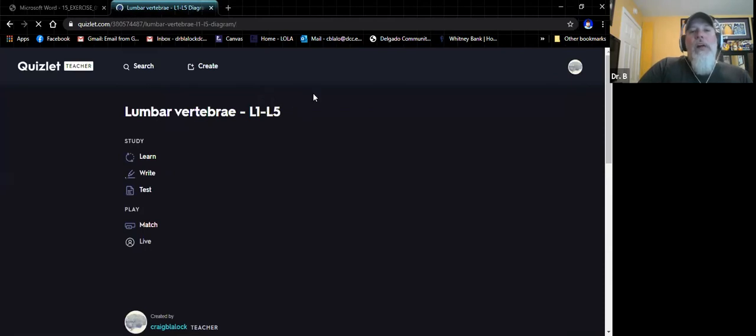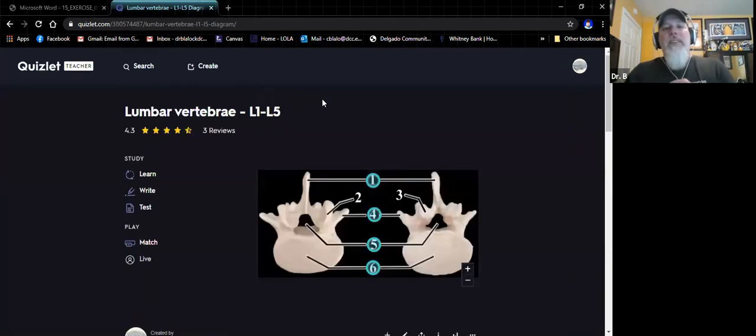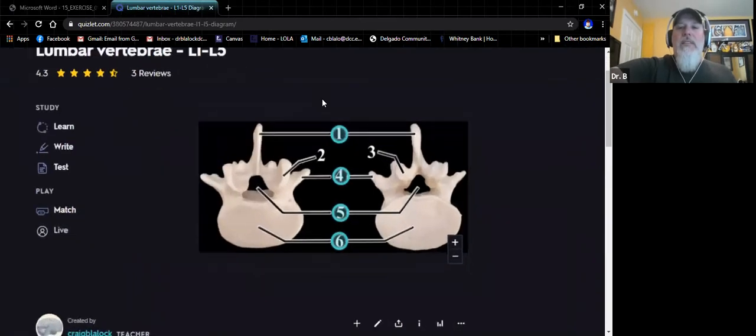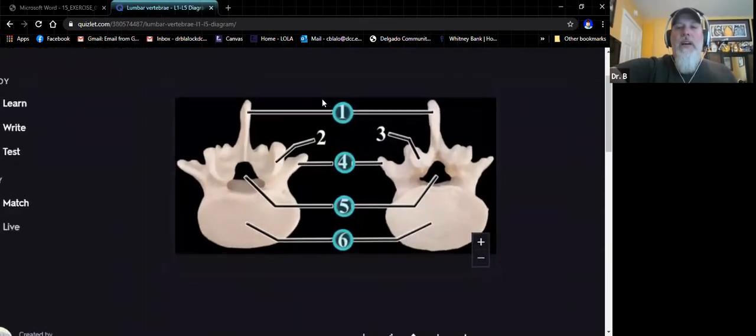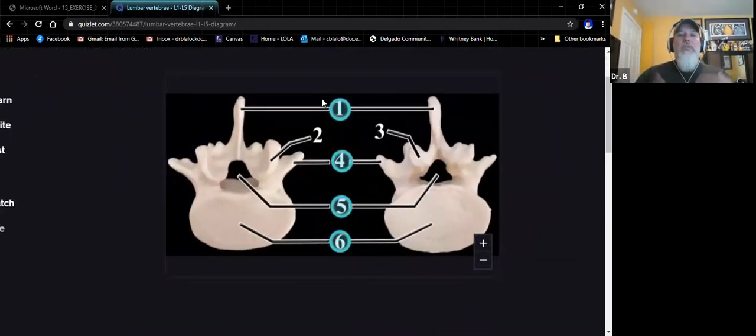Some of these vertebrae are going to have the same structures. When we see a lumbar vertebra and a thoracic vertebra, they're going to basically have the same structures, so I won't identify the same structures as we repeat from one to the other. What I'm going to do is give you some clues as to how you can identify a lumbar versus a thoracic vertebra.